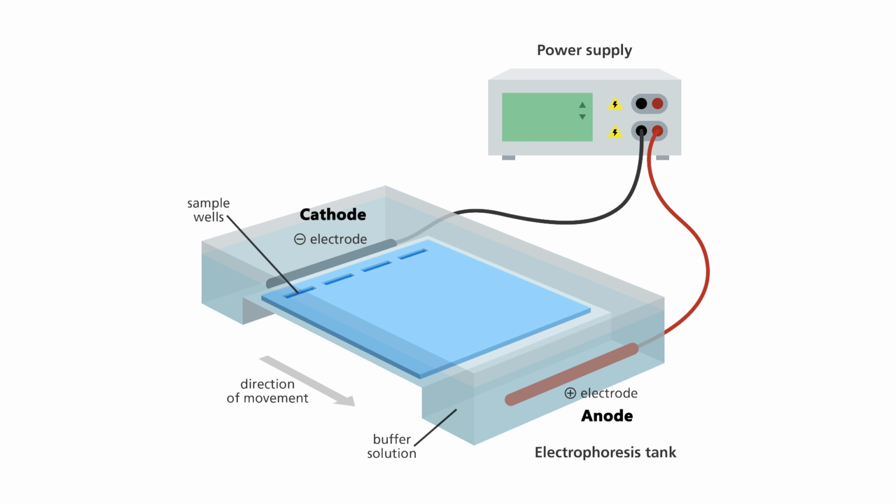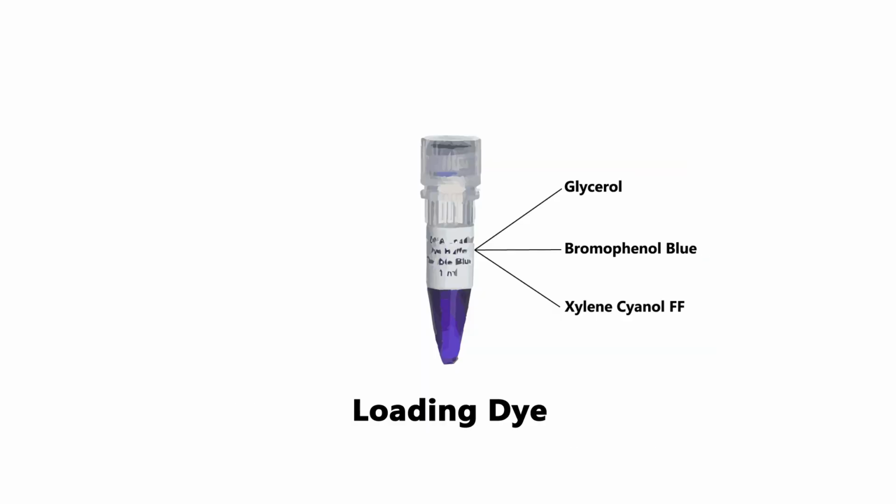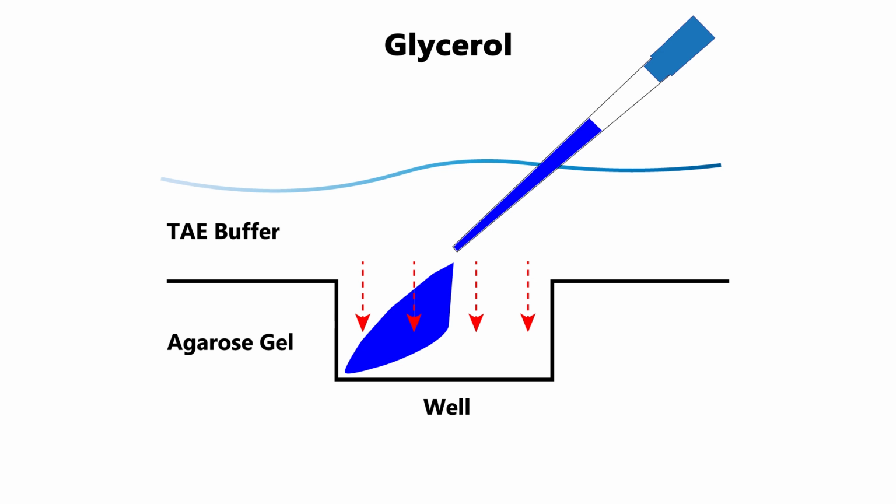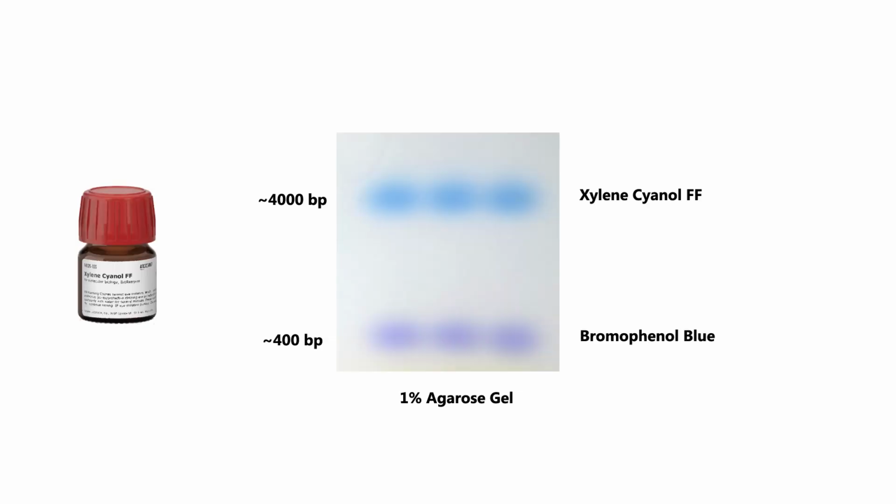The setup requires a power supply that is connected to a cathode, the negative end, and an anode, the positive end. Once the agarose gel is prepared, the DNA is loaded into the wells of the agarose gel together with loading dye. DNA loading dye often contains glycerol, bromophenol blue, and xylene cyanol FF. Glycerol in the loading dye increases the density of the sample, ensuring that minimal sample is lost during the loading step. Both bromophenol blue and xylene cyanol FF act as tracking dyes to allow the user to visually ensure the DNA sample does not run off the gel.